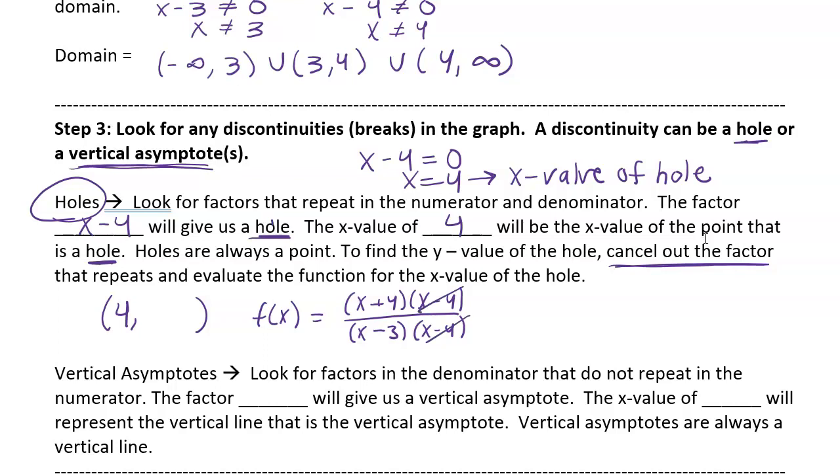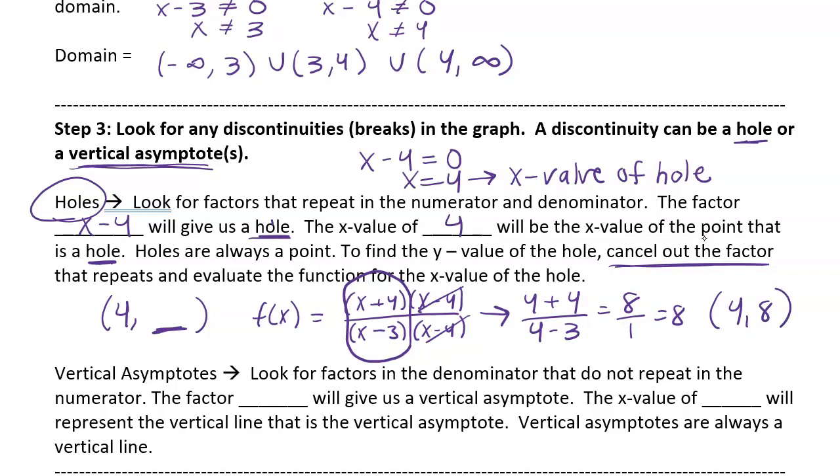All right, and then you plug in a value of 4 into the function that's remaining. So this is the part here, right, that's still remaining. So I'm going to have 4 plus 4 on the top, and then 4 minus 3 on the bottom, and that's 8 over 1, which is 8. So that gives me that second part of the point. Okay, I'm going to have a hole that is the point 4, 8. All right.